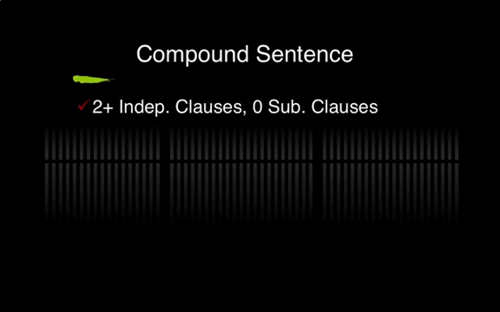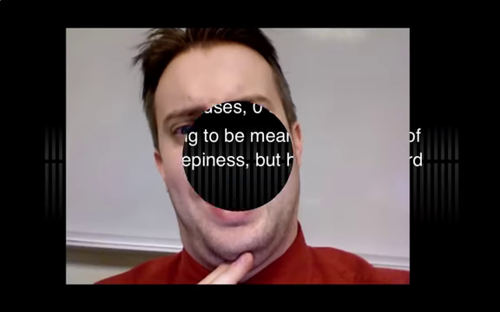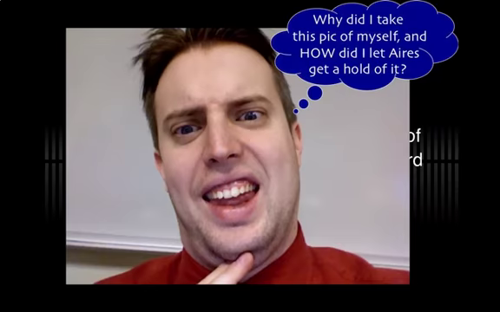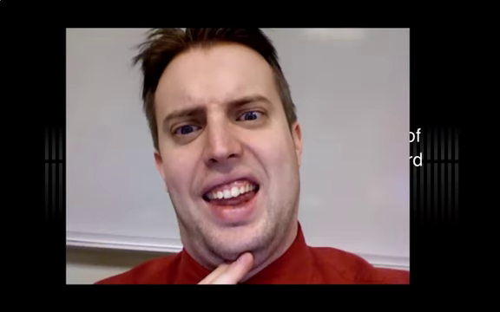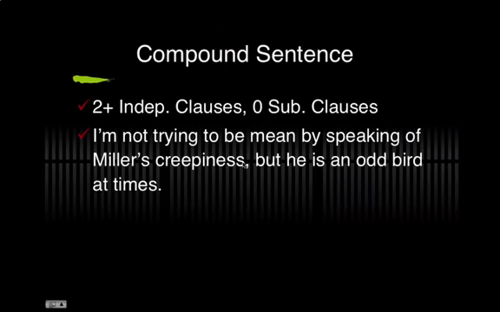A compound sentence has to have 2 or more independent clauses, and it has 0 subordinate clauses. Okay, so it could have more than 2. It must have at least 2, and it'll never have a subordinate clause. I'm not trying to be mean by speaking of Miller's creepiness, but he is an odd bird at times. And why did I take this pic of myself, and how did I let Harris get a hold of it? So even his thought balloon is going to be used here. So I'm not trying to be mean by speaking of Miller's creepiness. I am trying. He is an odd bird at times. 2 independent clauses making this compound.